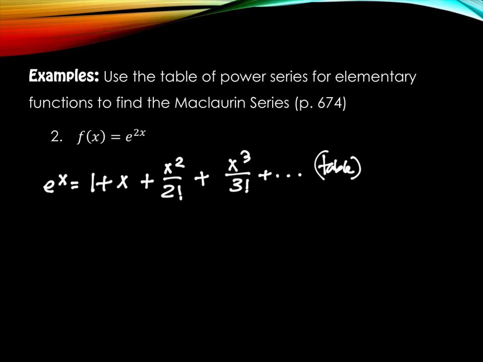And then we identify that in the location of the x here, this is like a u substitution kind of thing, right? In the location of the x here, we don't have x, we have 2x. So what do you suppose we do? Yeah, we put a 2x in every location that has the x.